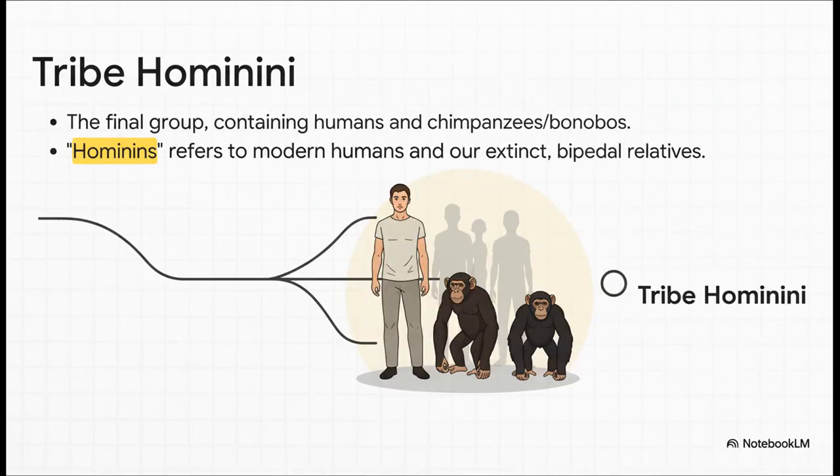And that brings us, finally, to our specific taxonomic address. After the gorillas branch away, the group that's left is the tribe Hominini. And this is us. This is the tribe that contains modern humans and our closest living relatives, the chimpanzees and bonobos. So, next time you hear scientists use the term hominins, you'll know they're talking specifically about humans and all of our extinct bipedal relatives that belong to this very exclusive club.